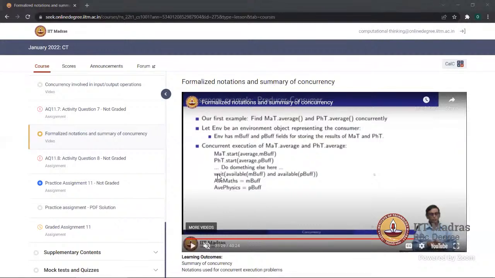You keep producing as long as there is space. You have a choice of producing until there is space, and you have a choice of consuming until there is something. That's the basic idea behind this whole producer-consumer business.